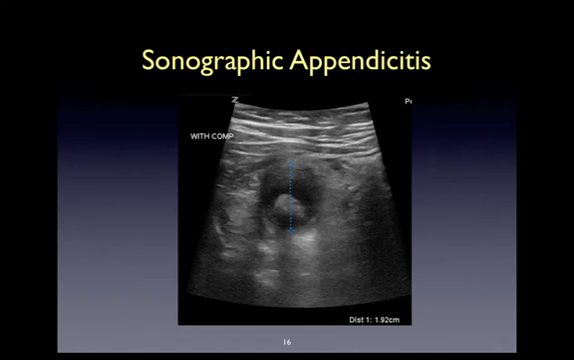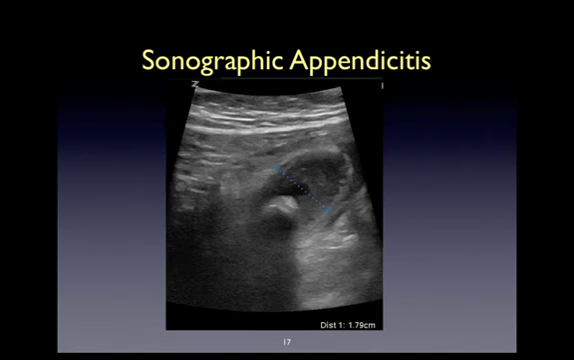This is another beautiful and dramatic example of appendicitis. This appendix is measuring out at nearly 2 centimeters, and what you can appreciate here is this golf ball size appendicolith. And it again maintains its structure and shape even when pressure is applied.